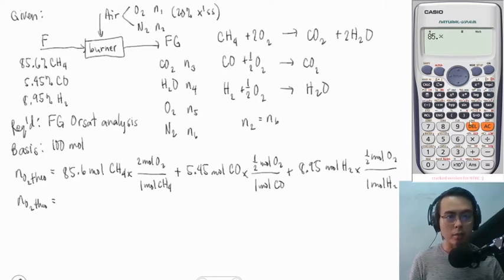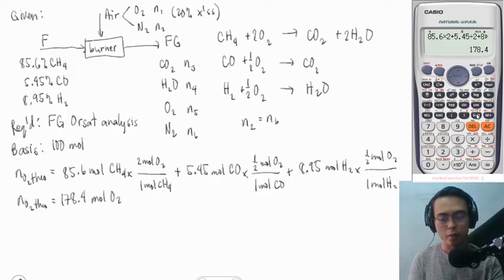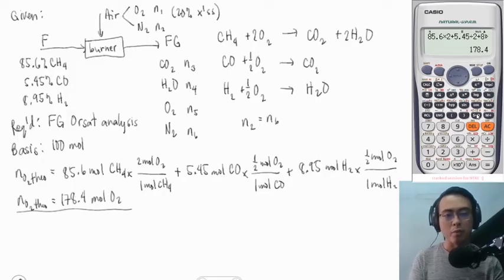85.6 times 2 plus 5.45 divided by 2 plus 8.95 divided by 2. So our theoretical number of moles of oxygen is 178.4 moles O2, theoretical. So why is this important?